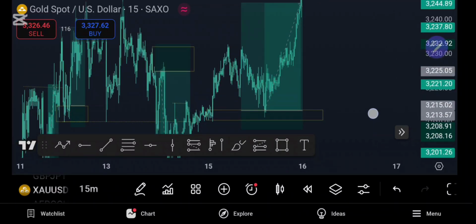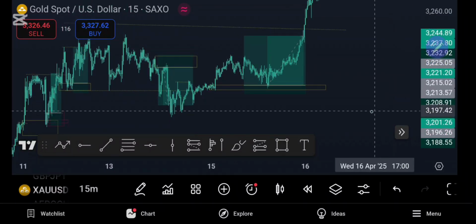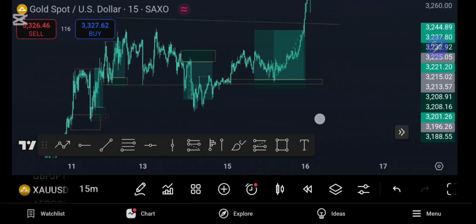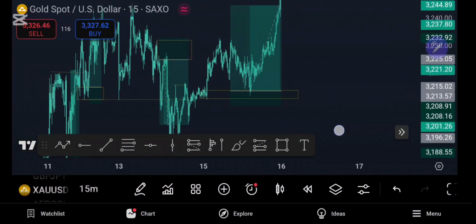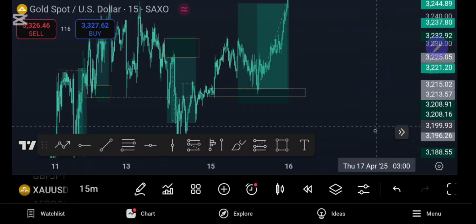Now same thing happened here, knowing fully well that we are bullish, so I was waiting for a bullish sign or a bullish structure before I could take a trade.